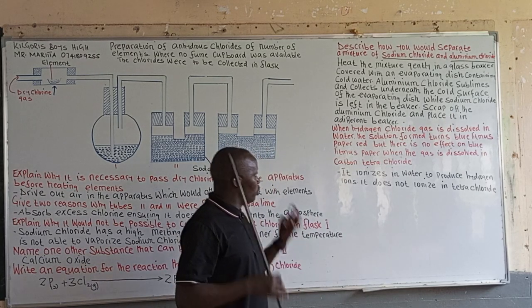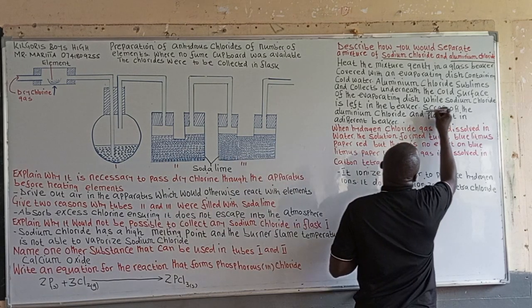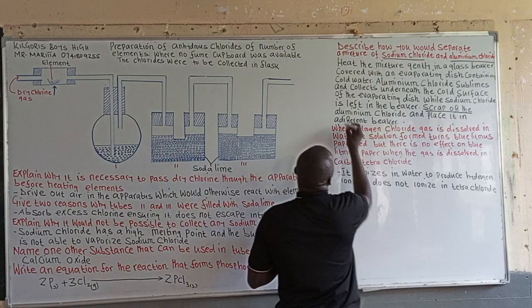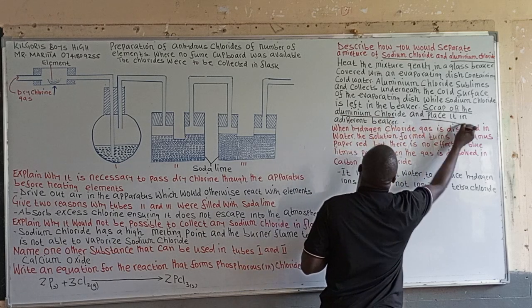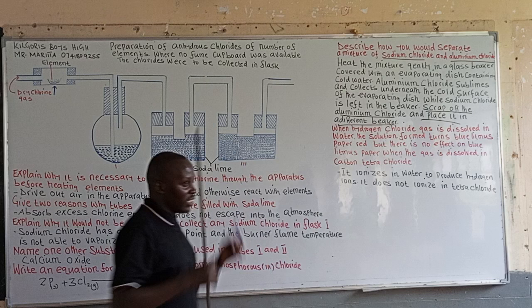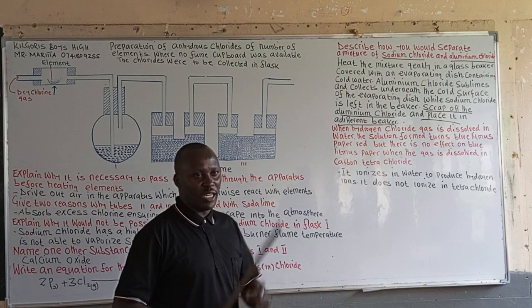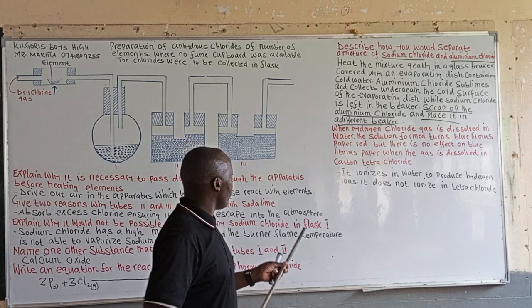Then what you do next is to scrape off the aluminium chloride and place it in a different beaker. In that case, that is how the mixture of sodium chloride and aluminium chloride can be separated.